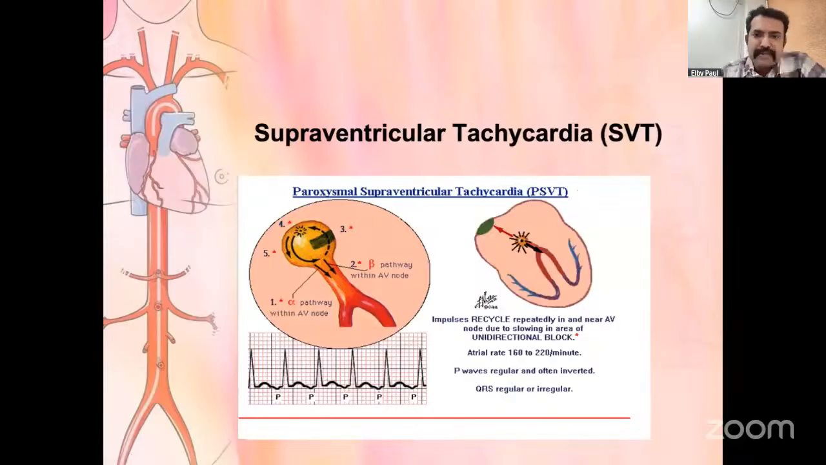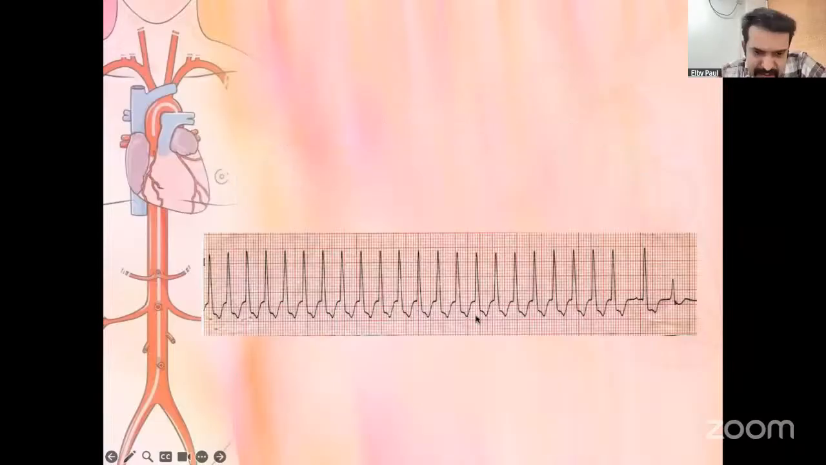Supraventricular tachycardia. See, there is no P wave. The P wave is there, but it can't be seen on the ECG. In this ECG, we cannot identify a P, but P is present; it is masked by the T wave. Then next we have to check for regularity. All the R waves are regular. The heart rate will be 180. So we can say it's an SVT.